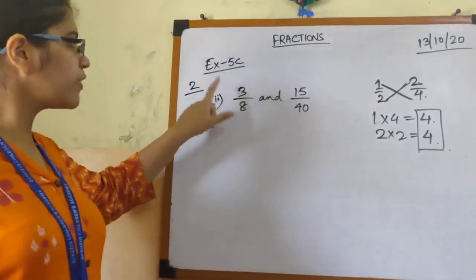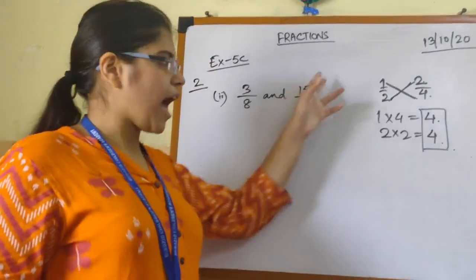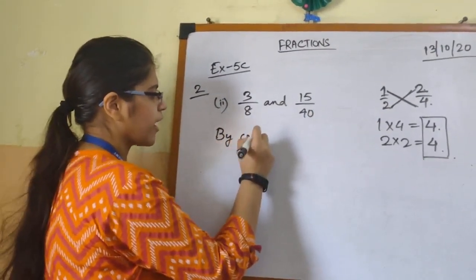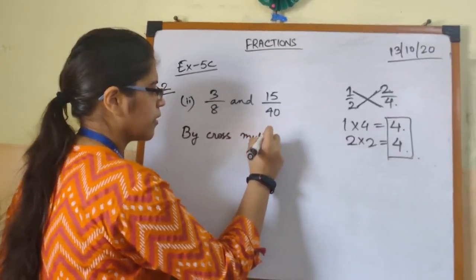Here we have two fractions, 3 by 8 and 15 by 40. If we cross multiply, we have to write by cross multiply.